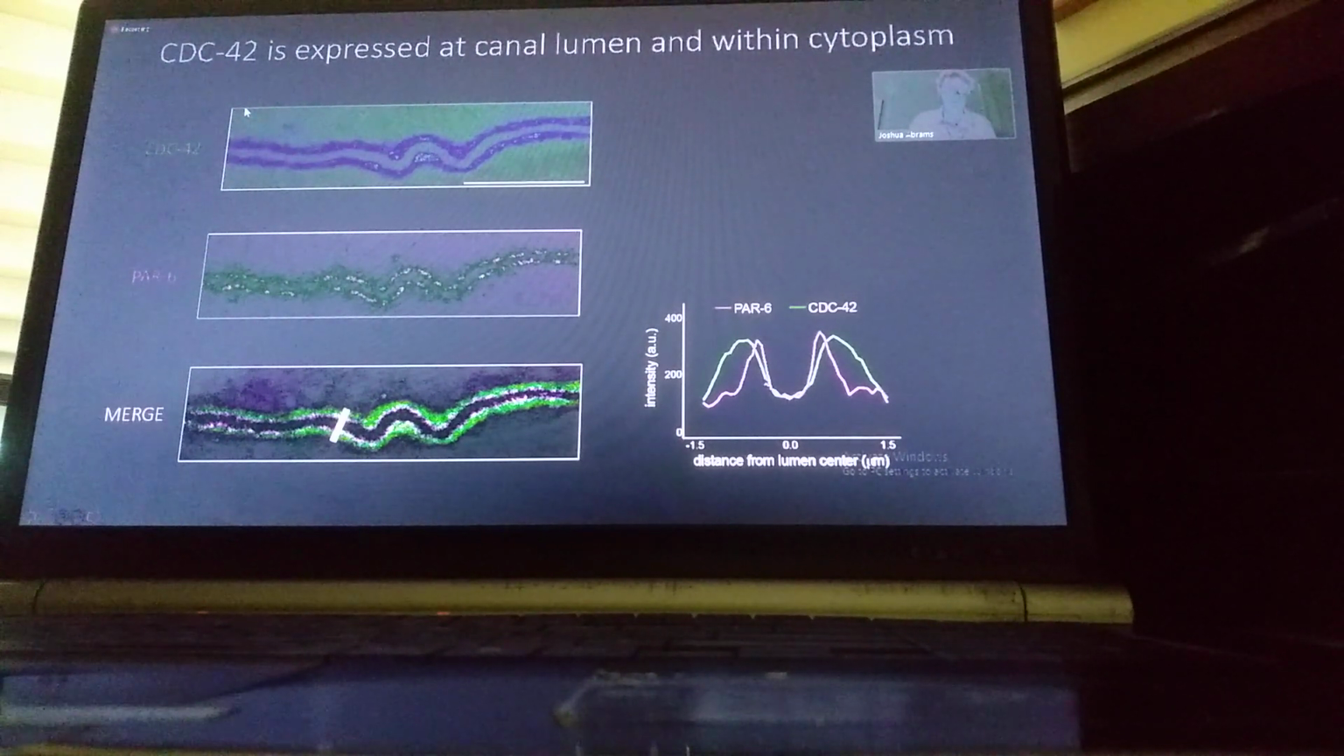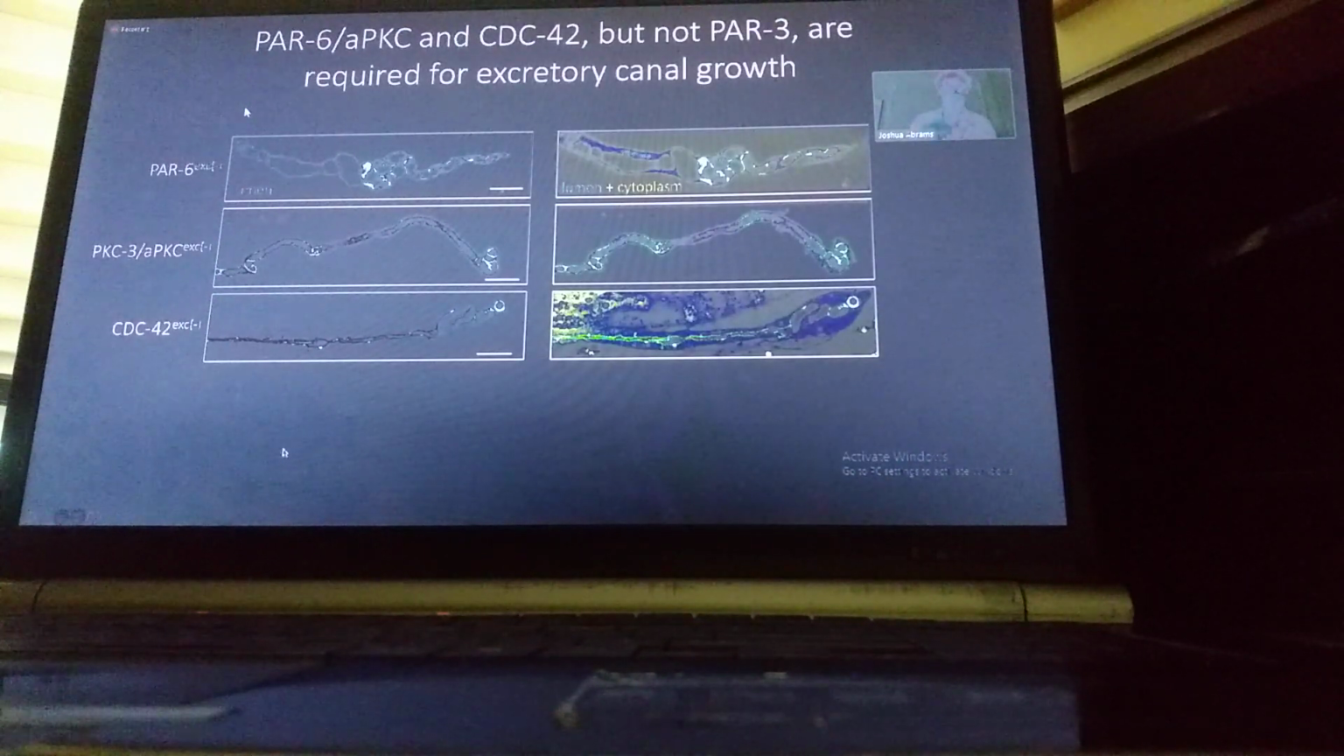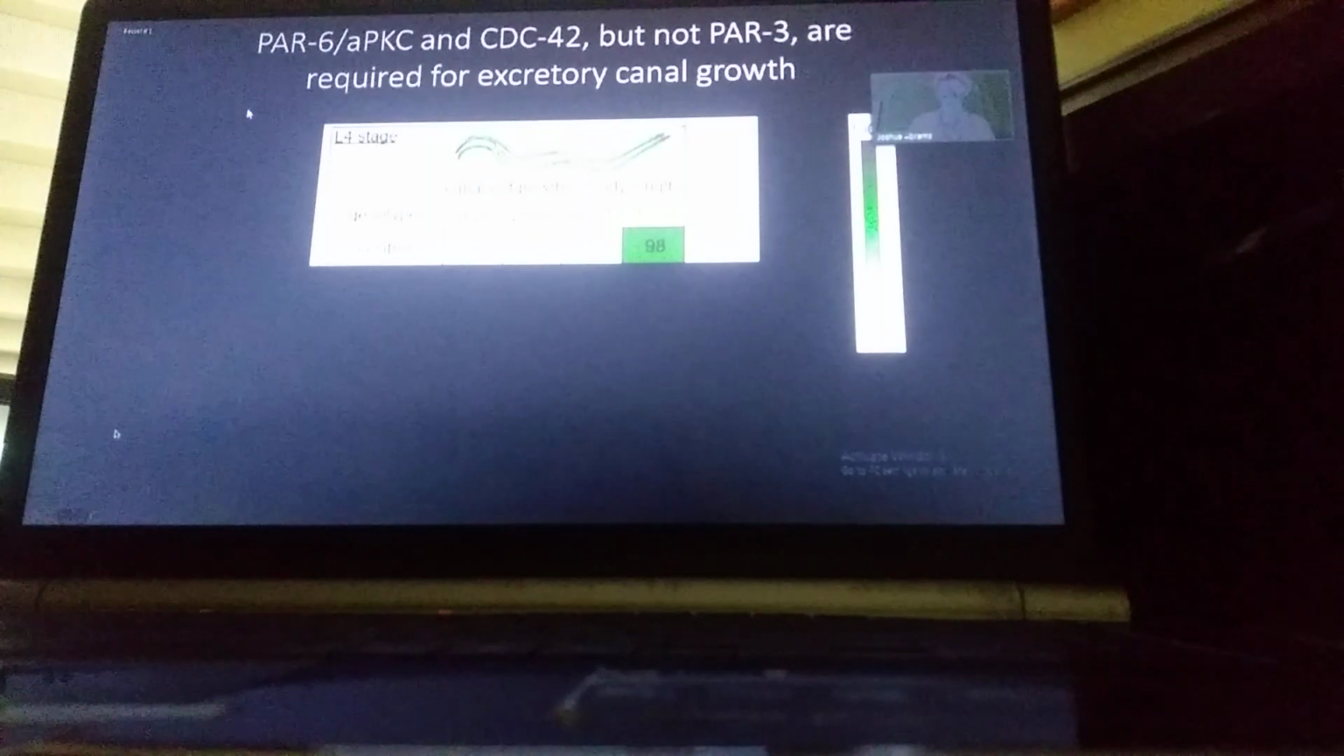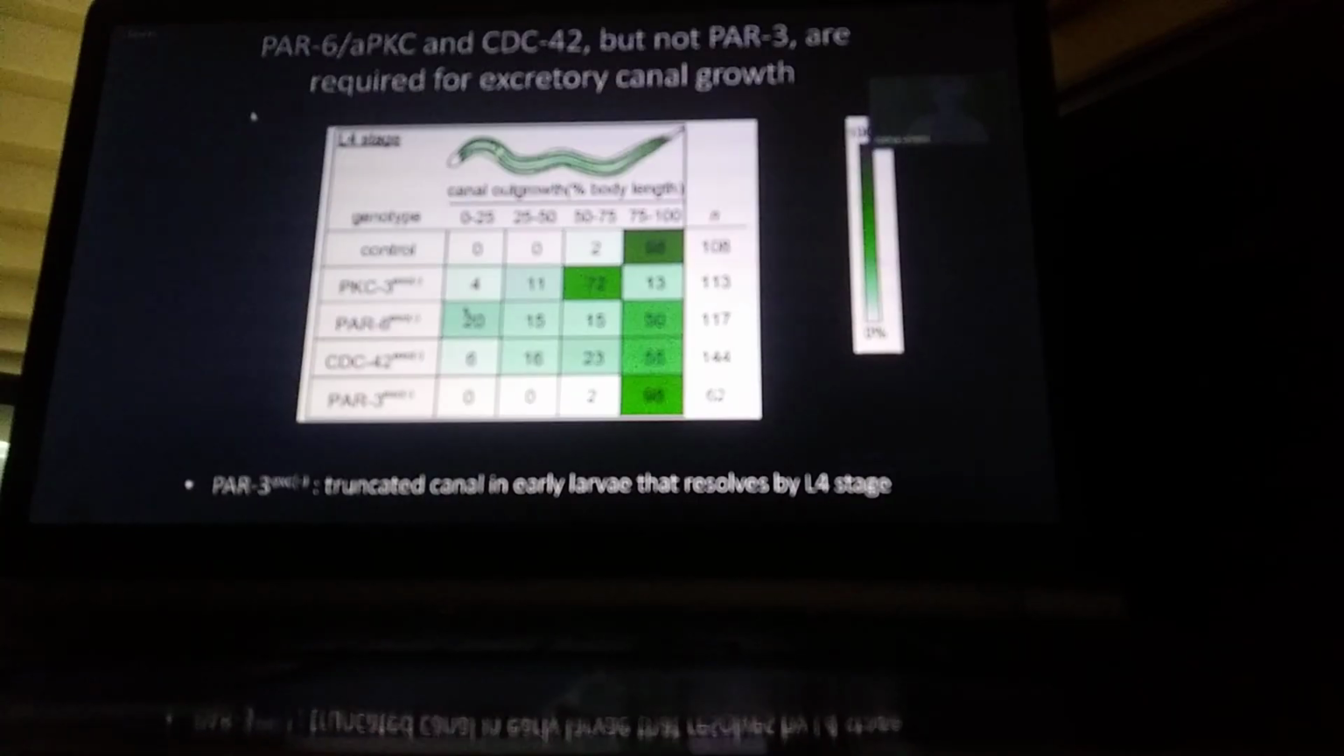So what actually happens when you perturb PAR function in the canal? So using the same method as I showed with the exocyst, we took out PAR6, aPKC, and CDC42, and saw a similar phenotype where there are these truncated cystic canals. With PAR3, interestingly, the canals actually looked wild type at this stage. And you can appreciate that using the length quantification. So, like I mentioned, for PKC3, PAR6, CDC42, there's a truncation defect, but PAR3 resembles the control.